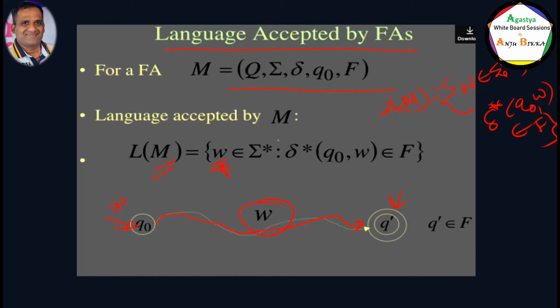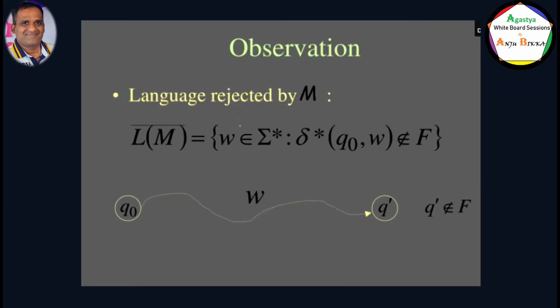So this is the formal notation. W belongs to sigma star such that the extended function delta-hat of q0, W belongs to F. If there is a path labeled from q0 to a final state labeled by W, then the set of all those strings is L of M.